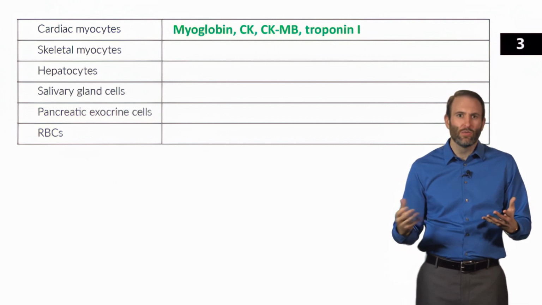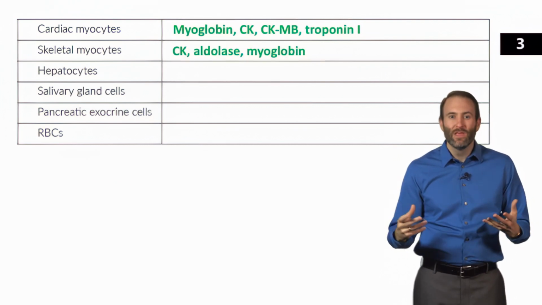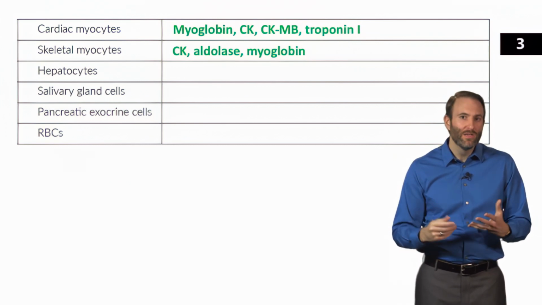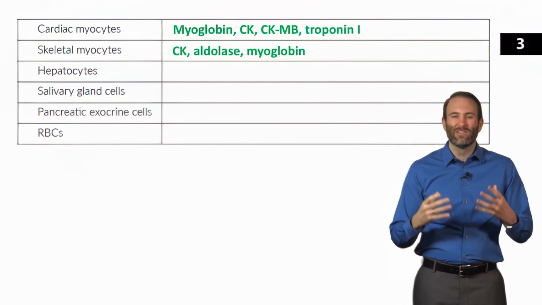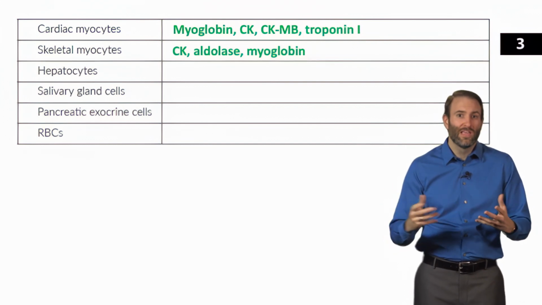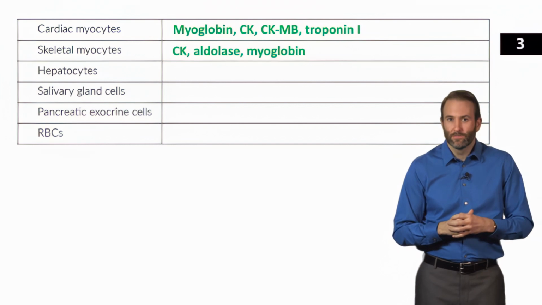What if they die? What are you going to see? Well, you're going to see an increase in CK, aldolase, again, myoglobin. In patients with rhabdomyolysis, muscle breakdown is going to release massive amounts of myoglobin, which is actually going to be toxic to the kidneys, so you can end up with renal failure.